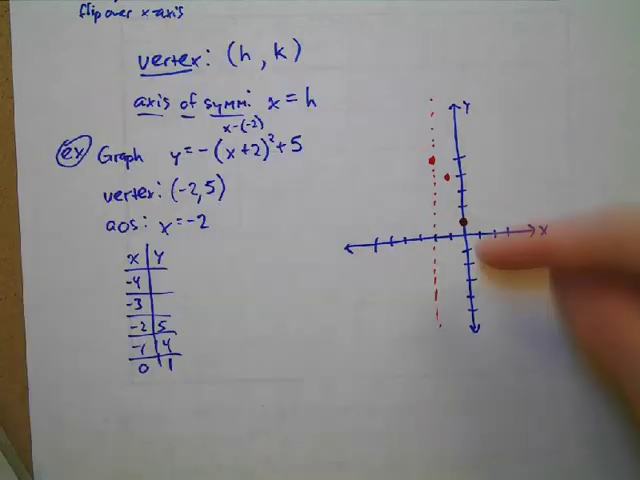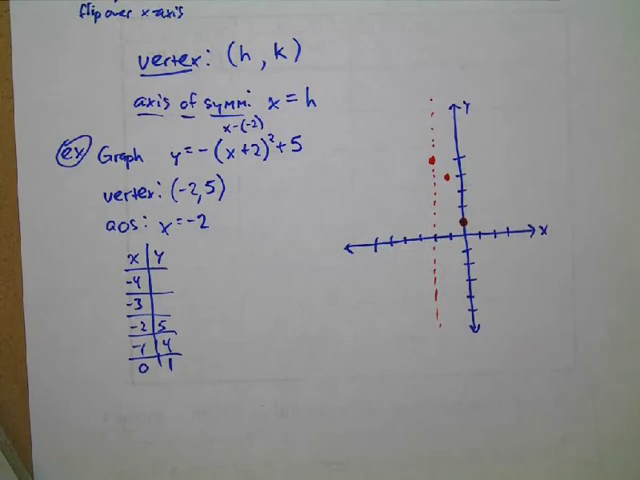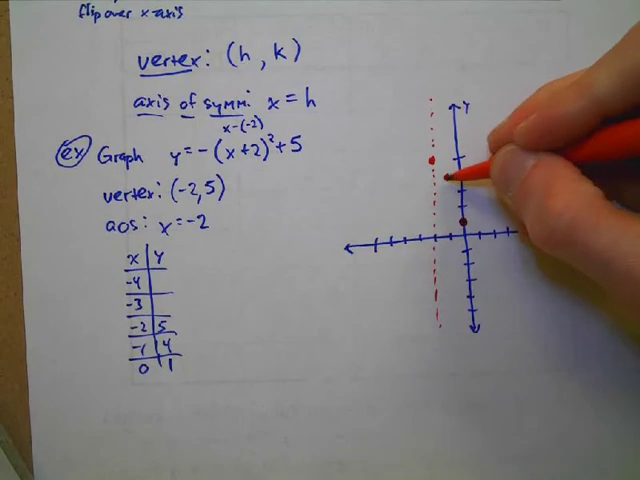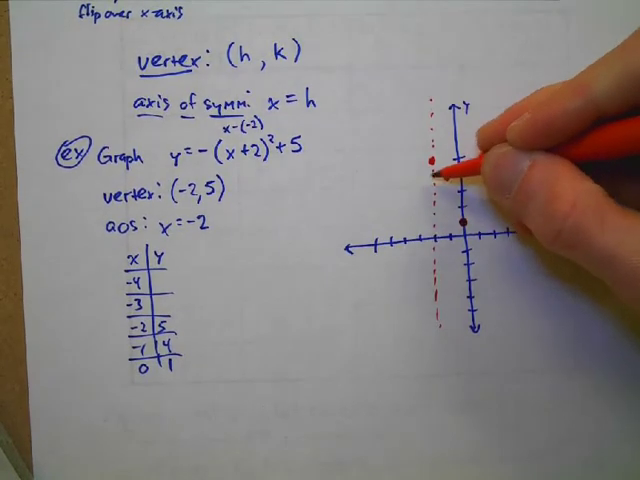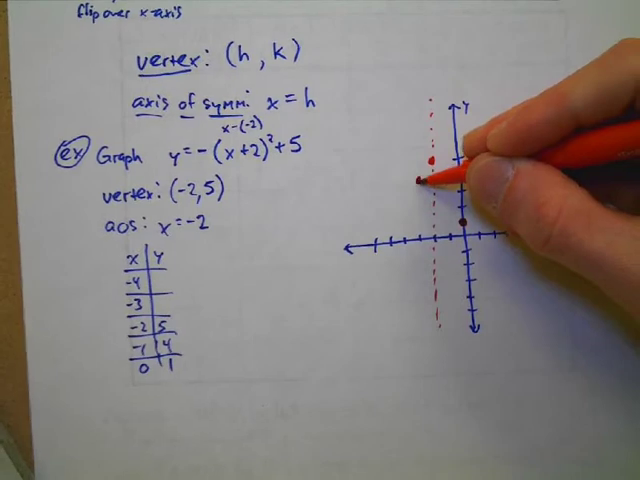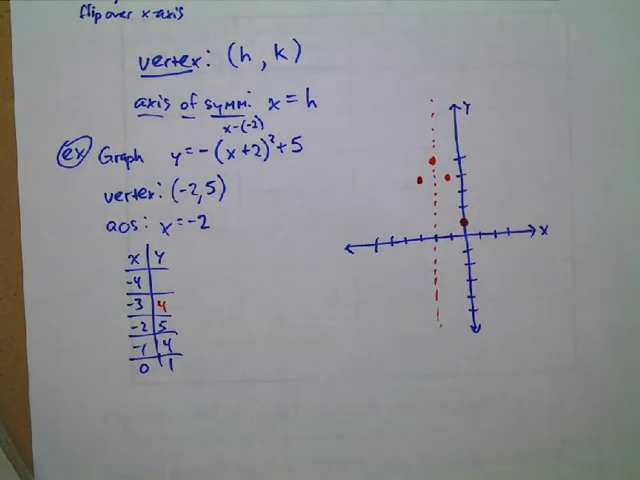So if we have the point 1, 4, what other point do we know we're going to have? Because of this line of symmetry we have here, if we have the point 1, 4, what other point are we going to have here? Negative 3, 4. Okay, exactly. 1, 4 is on this side of the line of symmetry. So we reflect over, we're going to be at negative 3, 4 as well. So you can keep that up and fill in the table there if you want.